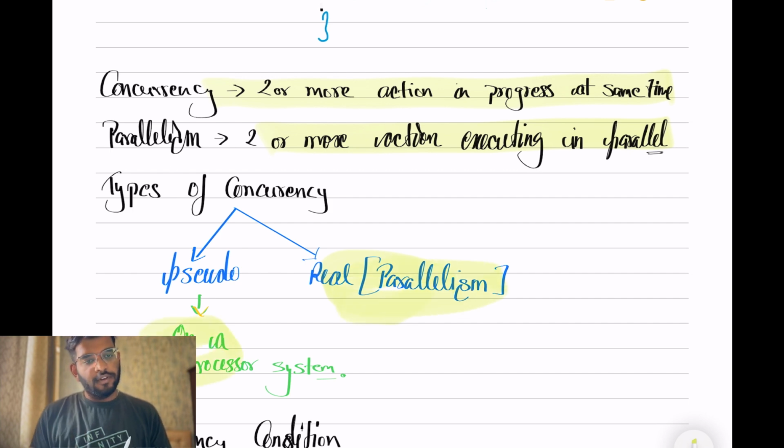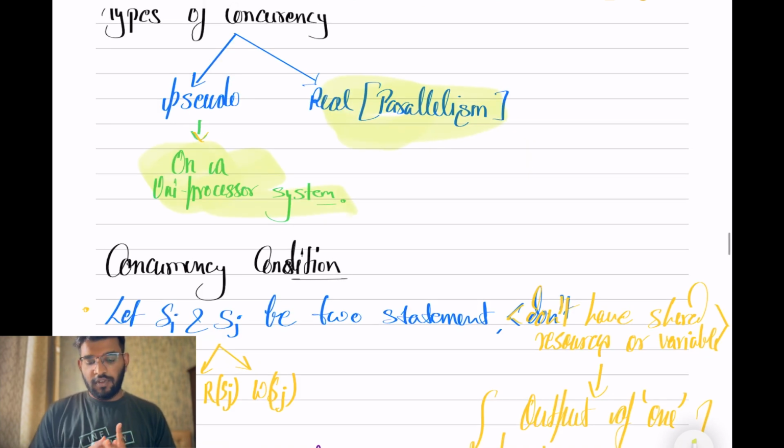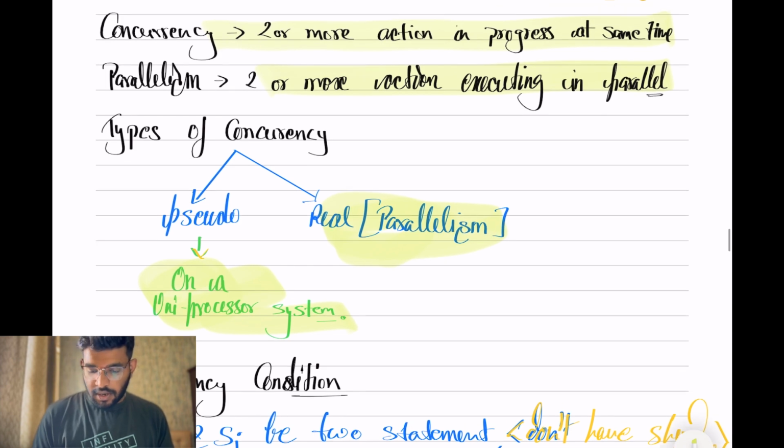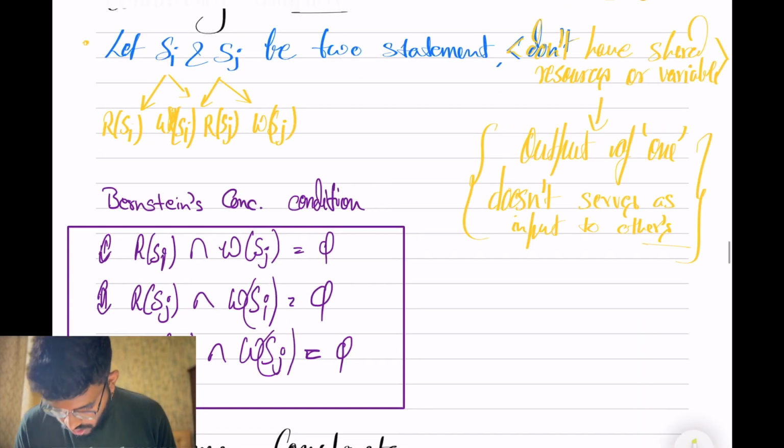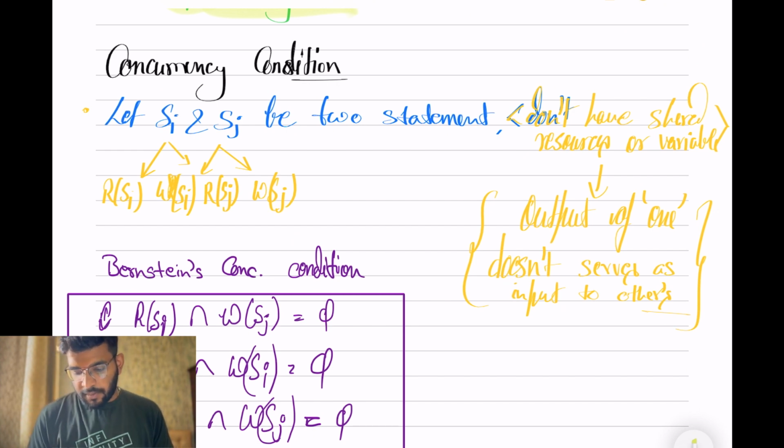Concurrency means two or more actions in progress at the same time. Parallelism means two or more actions executing in parallel. Types of concurrency: pseudo concurrency and real concurrency. Real concurrency means parallelism. Pseudo concurrency means concurrency on a single uniprocessor system.